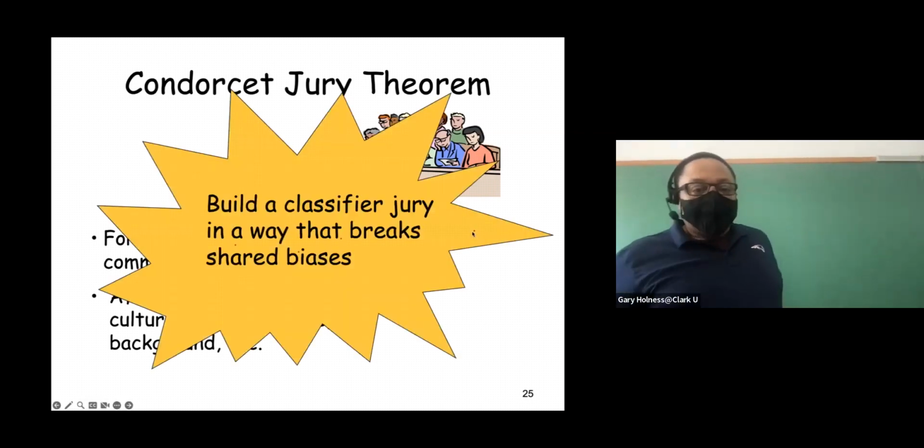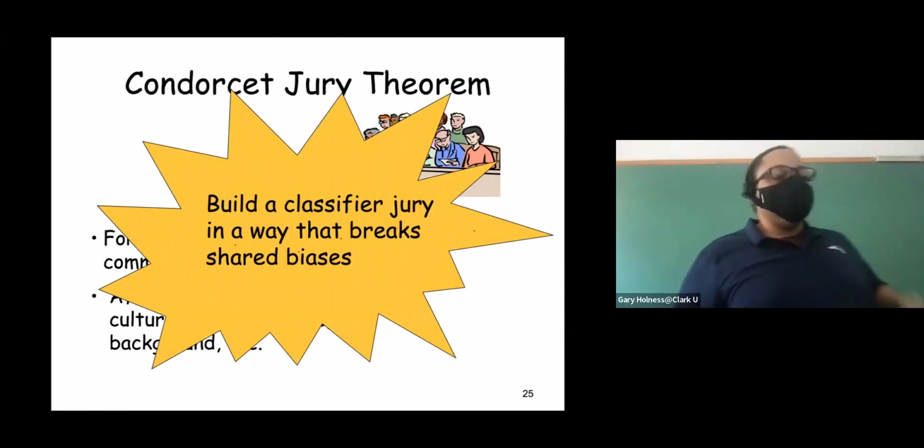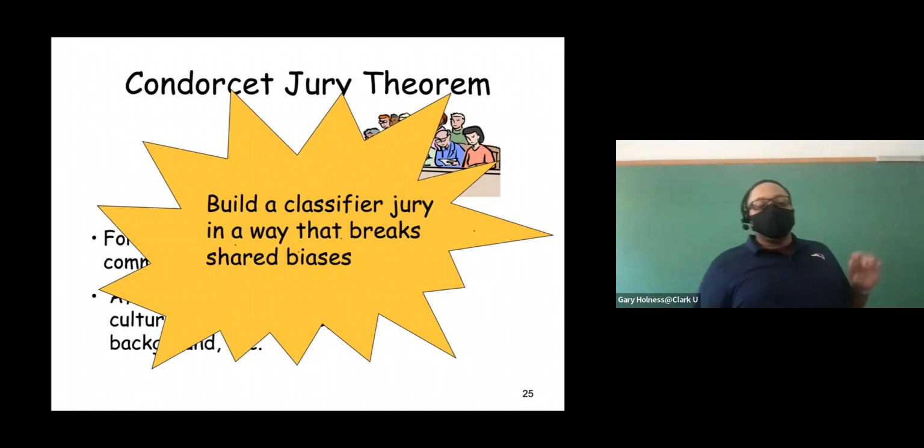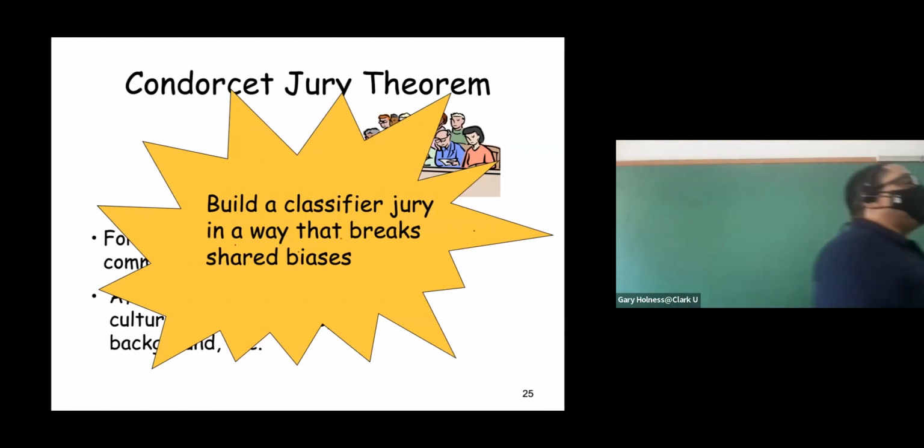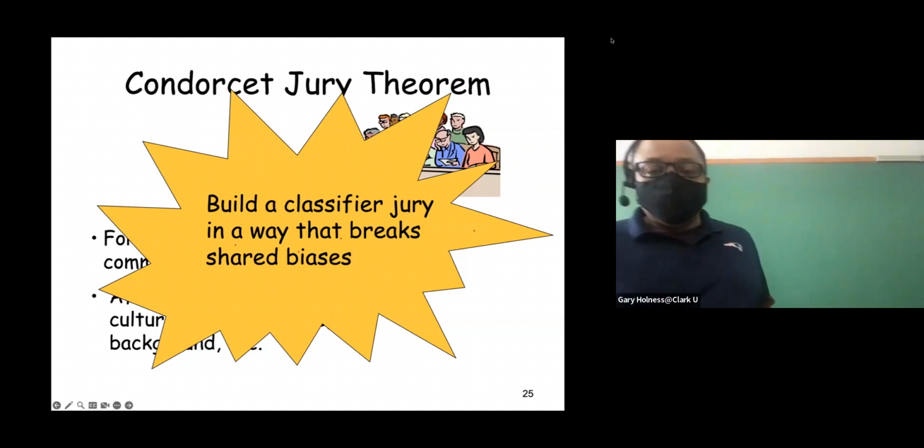Okay. So the idea then in having a good ensemble is to build a classifier jury in a way that breaks these shared biases. How do you do this? Well, you have to look at all of the factors that influence the errors that these classifiers can make. And in the best case, the goal then is to break these shared biases by making their errors as diverse as possible. Now, you can absolutely accomplish this with randomization.